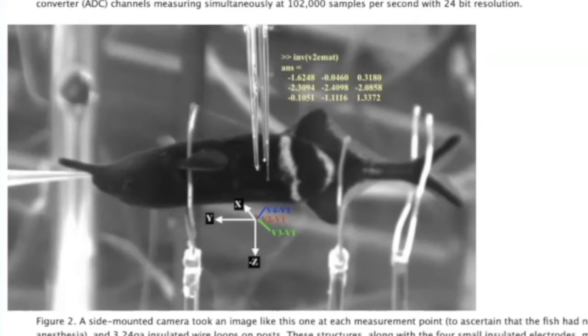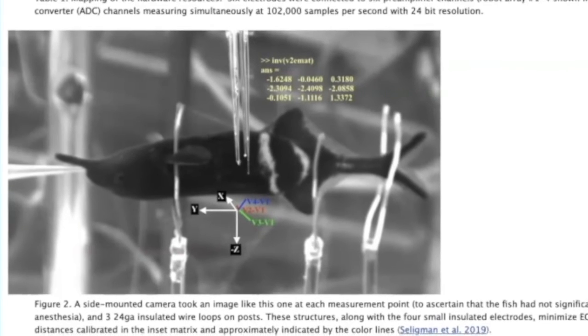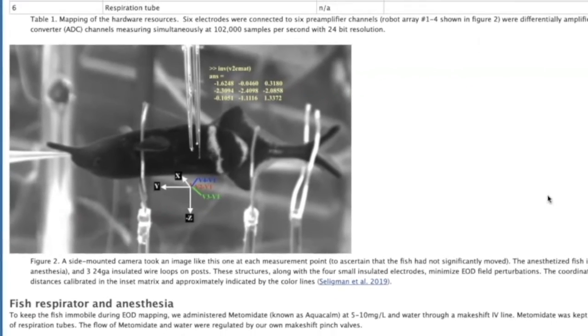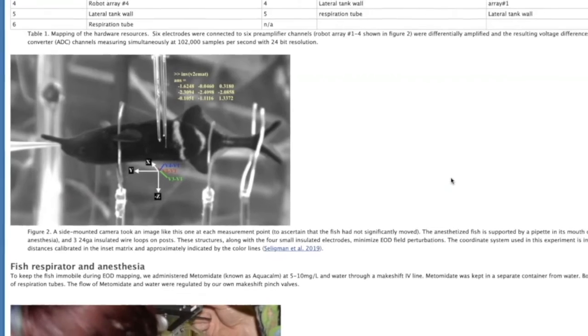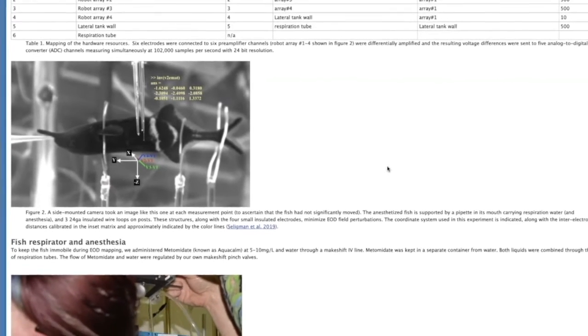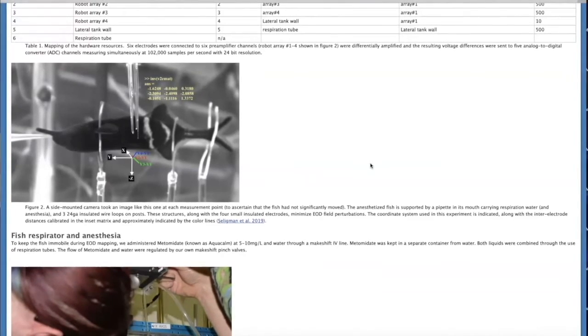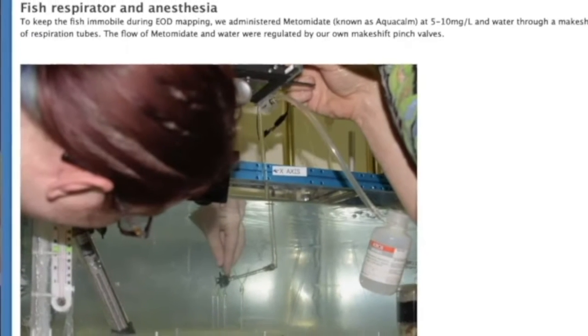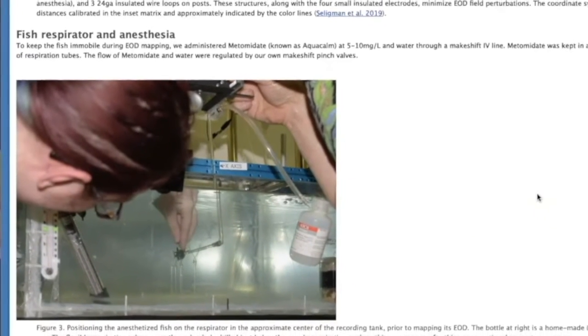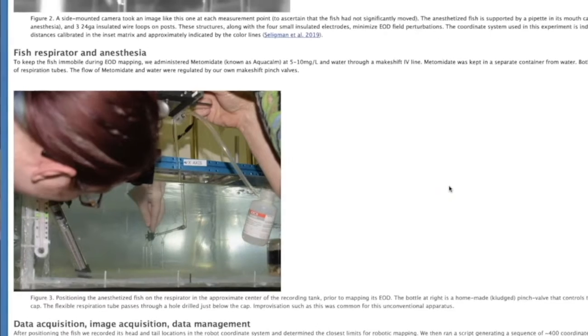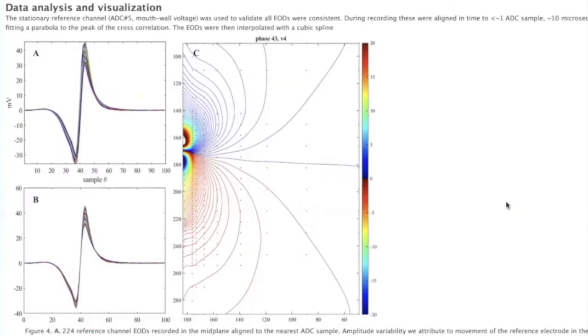These structures, along with the 4 small insulated electrodes, minimize the EOD field. Harness them using the indicated, along with the inter-electrode distance calibrated in the inset metric and approximately indicated by the color lines. As you can see in the picture, we are taking the immobilized fish and positioning it for EOD mapping in the tank. In the top left image, the reference channel EODs are displayed as they were recorded by the analog to digital converter.